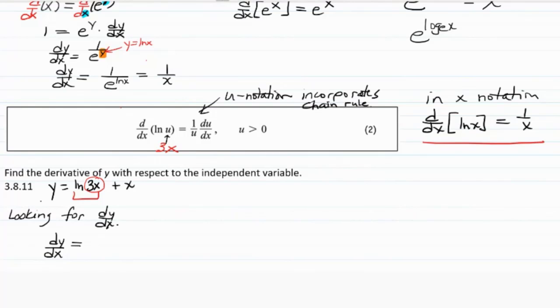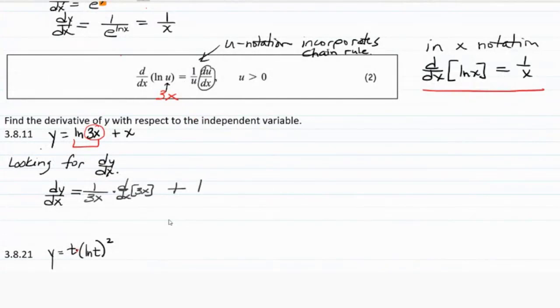So we're going to take 1 over the 3x, just as we would have if it were just an x. But we're going to multiply by the derivative of 3x, which is what this du dx represents in the formula. Plus the derivative of x is just 1. Now I've got another step to go here. So that means it's 1 over 3x times the derivative of 3x, which is just 3, plus 1. 1 over 3x times 3 is actually 1 over x, so we get 1 over x plus 1, and we're done.